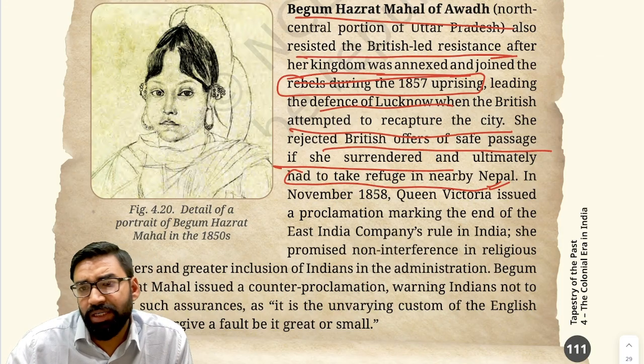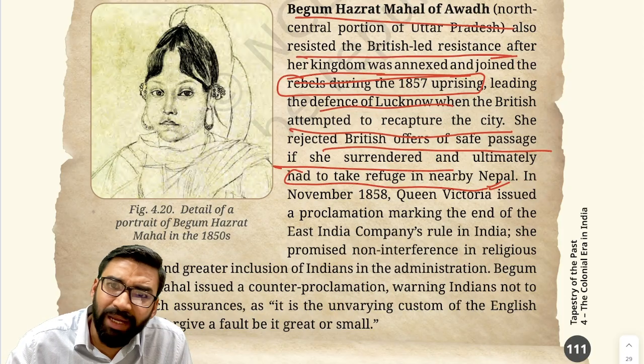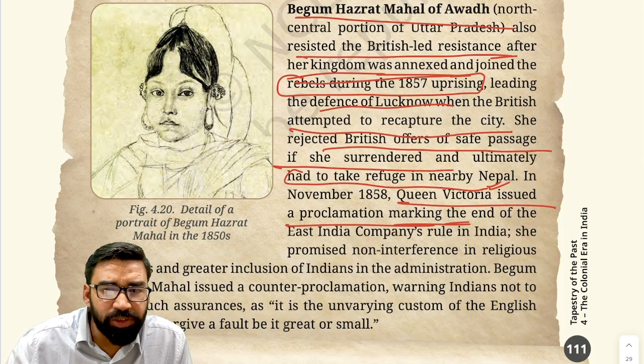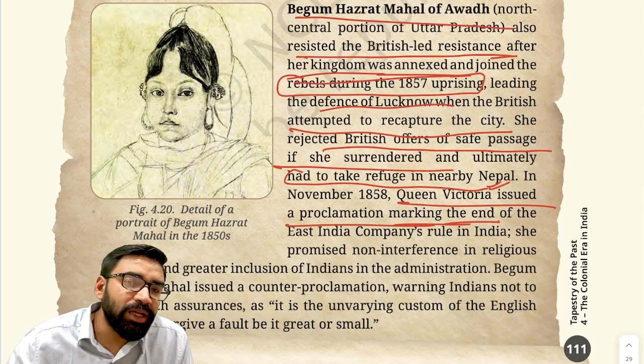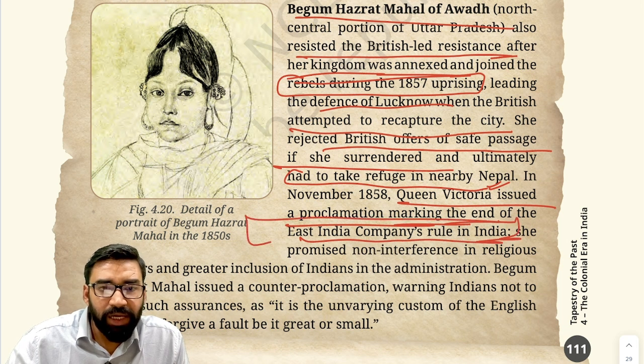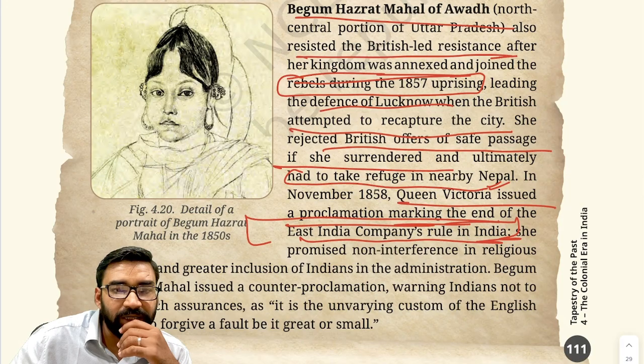So finally, this revolt was started in 1857 and it was completely suppressed by 1858. And then Queen Victoria, Queen of England, issued a proclamation which marked the end of East India Company rule in India. And after 1858, whose rule was started? Crown rule was started in India.